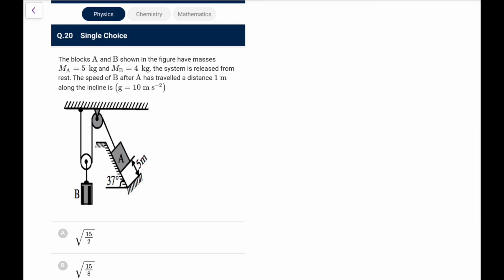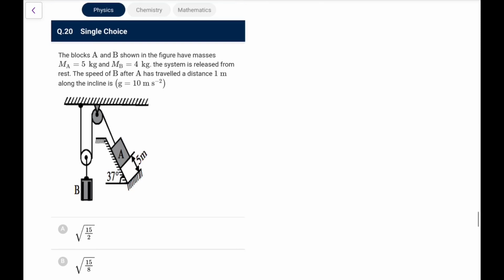Question 20. Two blocks A and B, shown in the figure, have masses 5 and 4 kg.